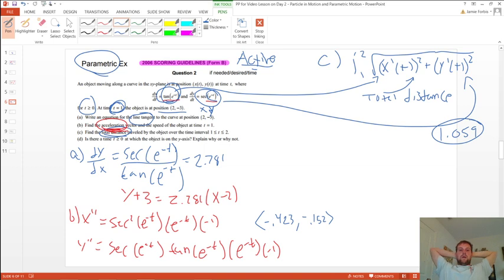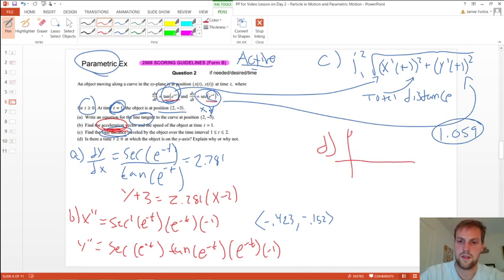So A, B, and C, there's formulas, just stuff you need to know there. But D is an interesting problem. D is a little weird. It says, is there a time t greater than or equal to 0 at which the object is on the y-axis? Explain why or explain why not. All right, let's draw a picture to think about this.